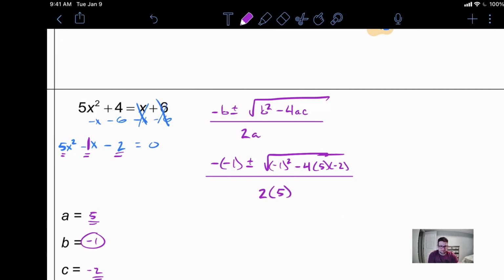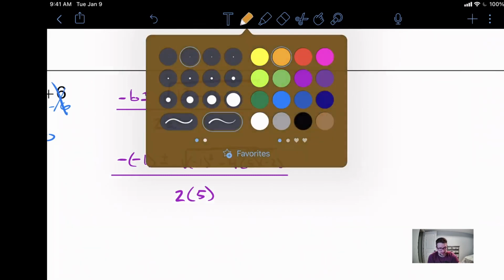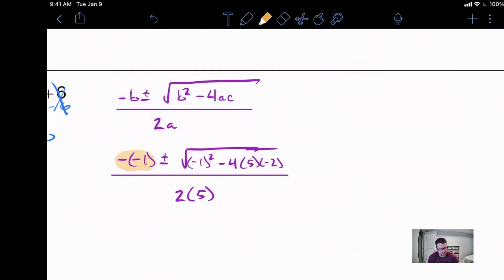Now, once we've made it this far, there's some really easy cleanup stuff I can do right now. So I'm going to clean this up. Remember, if I have 2 negatives, they always make a positive. So this is just like positive 1. The other thing I can clean up really easily is 2 times 5. That's 10. So I'm going to put that on the bottom, and I'm cleaning that up.